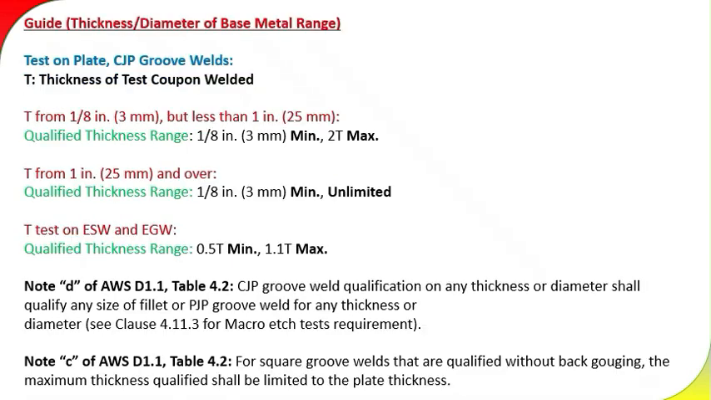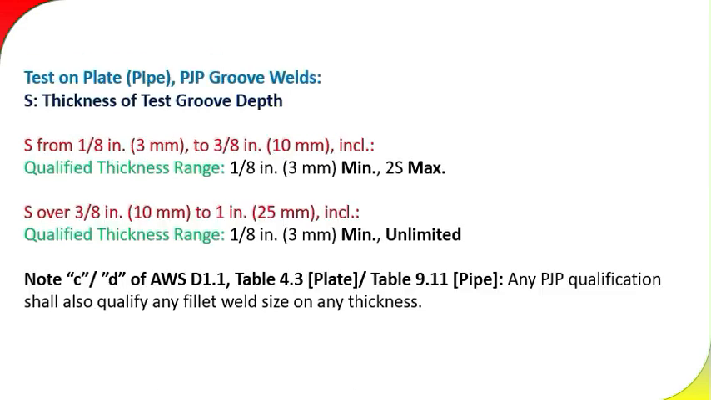Now what do we mention here? CJP means complete joint penetration groove weld test on plate. Now test on plate 5, PJP groove welds, means partial joint penetration groove welds. S is the thickness of the test groove depth.